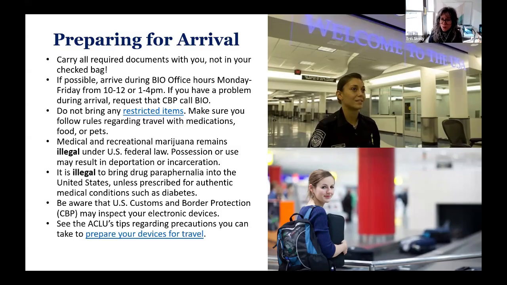If possible, arrive during Berkeley International Office hours, Monday to Friday, from 10 to 12 or 1 to 4 p.m. If possible, go through the San Francisco International Airport, which is our closest international airport, and we have a better ability to be in communication with them if there's a problem. If you have a problem, request that CBP call our office.